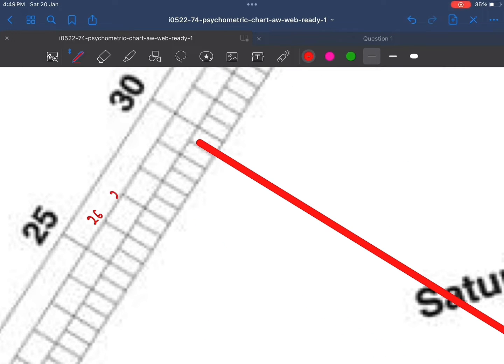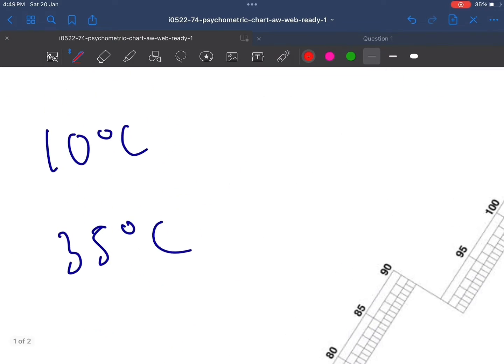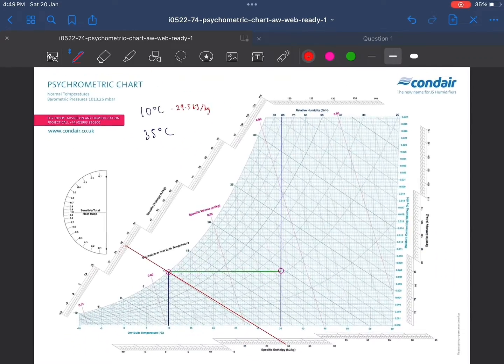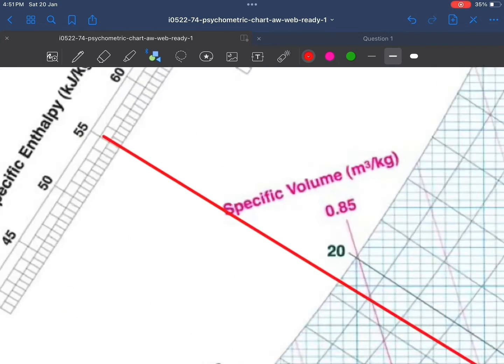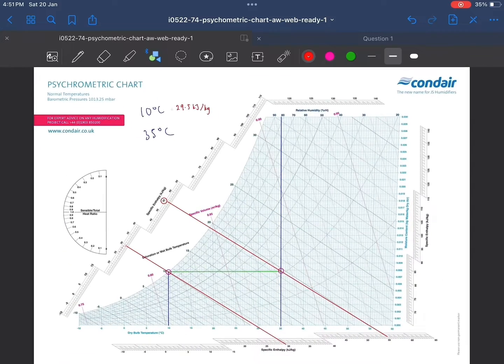The enthalpy is, this is 30, 29. Enthalpy for 10 degrees Celsius is 29.5 kJ per kg. Then find the enthalpy for the second intersection at 35 degrees Celsius dry bulb temperature. Make sure the lines are touching the intersection. The enthalpy for 35 degrees Celsius dry bulb temperature is 55 kilojoule per kg.